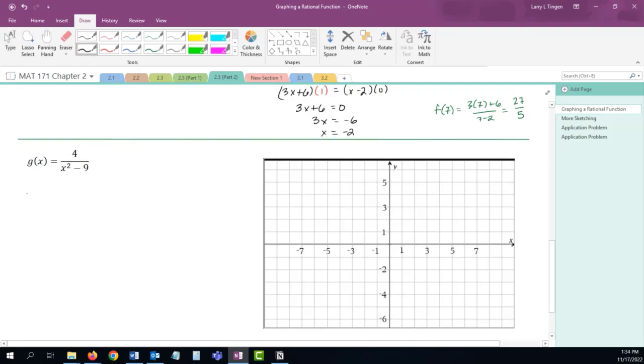steps. Okay, holes and asymptotes first. This is a difference of perfect squares in the denominator. So yes, that factors into x plus 3 times x minus 3. All right.